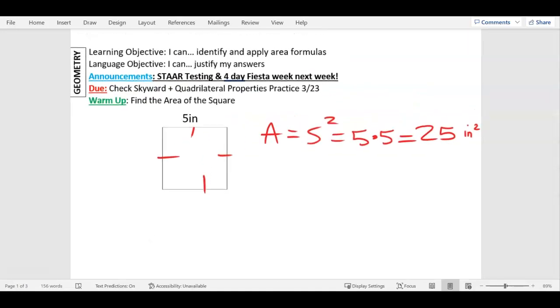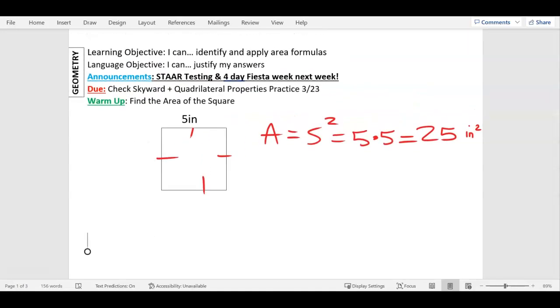So our warm-up, we found the area of this square, which was area is side squared, side times side, 5 times 5, which gave us 25 inches squared. Notice that little 2 because it's a square unit, because area is a two-dimensional measurement.